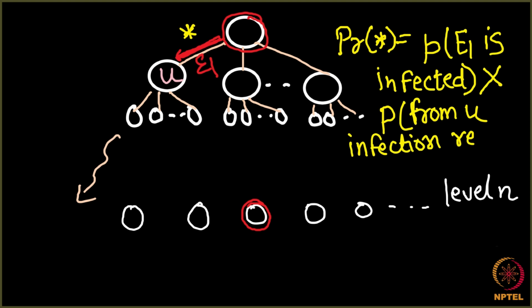Okay. So I'll just take everything back. Okay. Right. So how can I write my probability of event star? What is the probability that E1 is infected? The probability that E1 is infected, let's take a new slide and write it there. I'll quickly draw all of these things here.